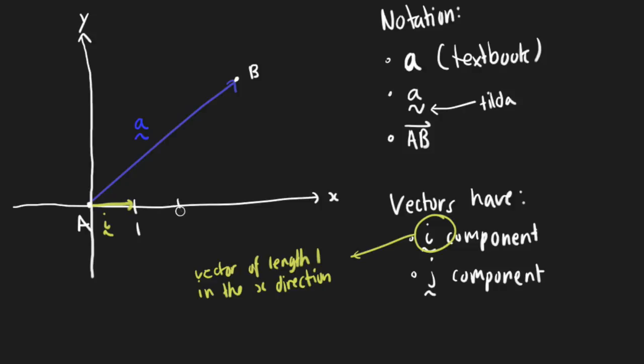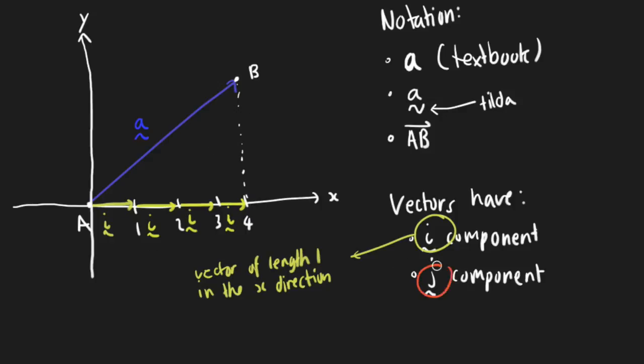I'll just label a few more. Let's say that goes up to 4. Okay, so because our vector goes up to 4 on the x-axis, we need a few more i's to make up our vector, right? So we're going to need 4 in total. So there's 4 i vectors here. So in other words, you could say that the horizontal component of our vector is 4i, right?